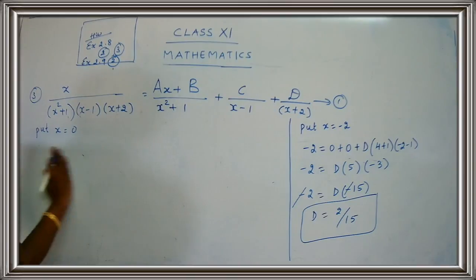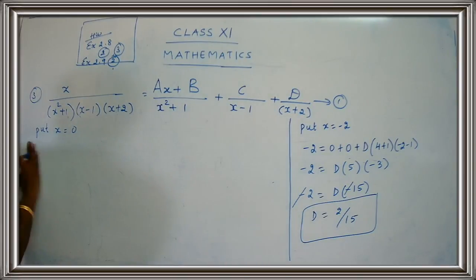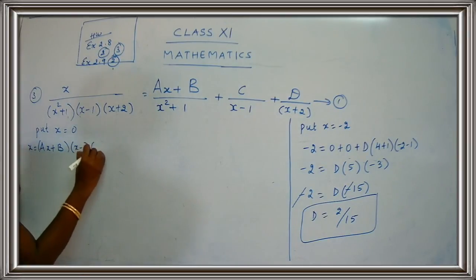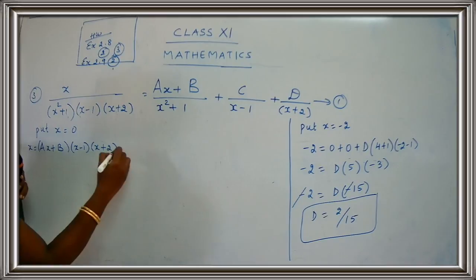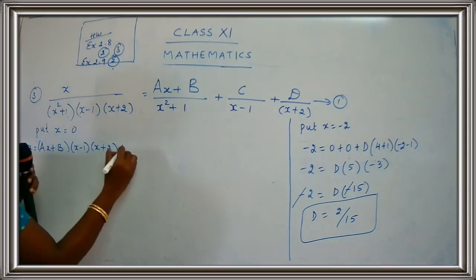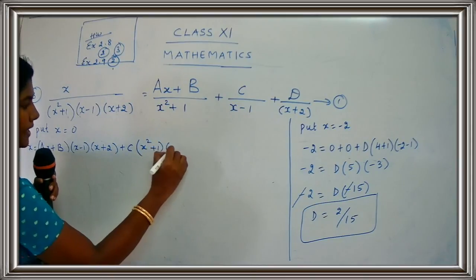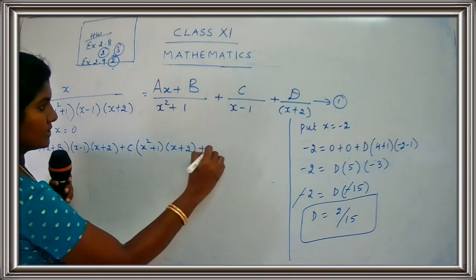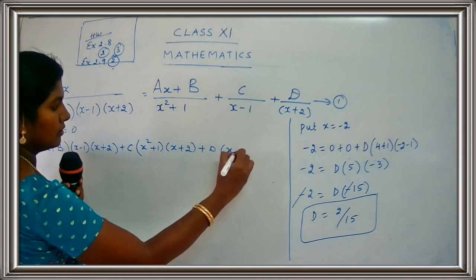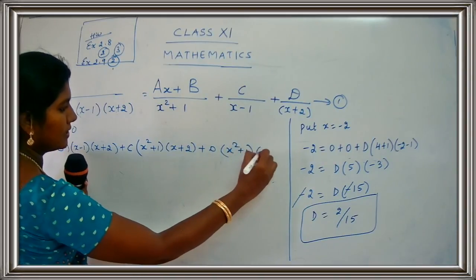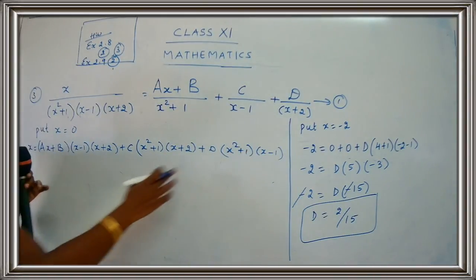Shall I write the statement again for you? Okay, it was like this. x is equal to ax plus b, x minus 1, x plus 2, and c was with that. Yes, children? I'll write the statement here. c, x square plus 1, x plus 2, plus d, x square plus 1, x minus 1. Yes, this was the statement.